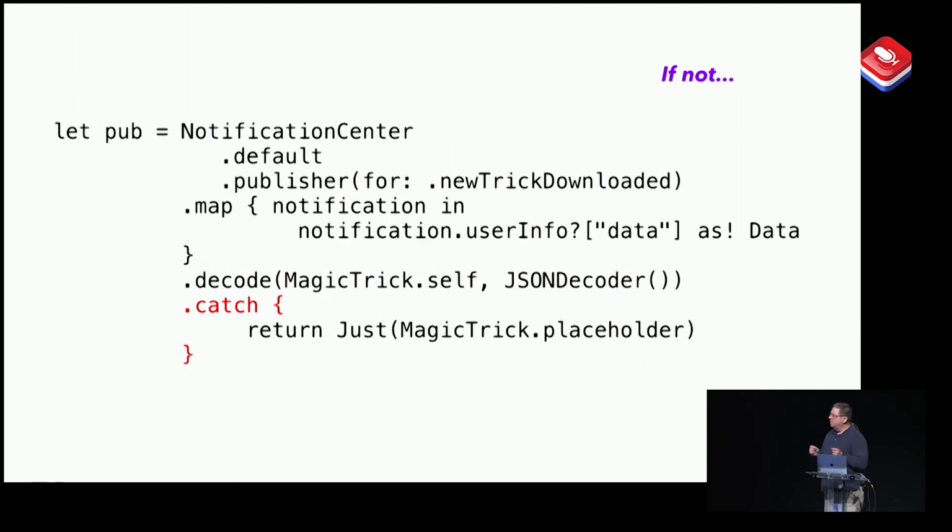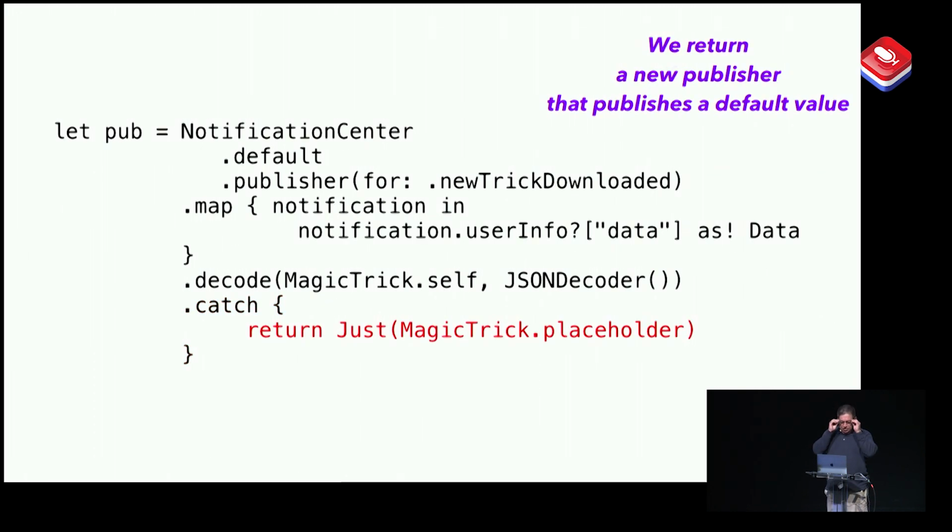And now the problem is we've promised we're returning a publisher, so we have to return a publisher. And so we're returning a publisher that returns some placeholder magic trick. And it returns just this thing. So it's a publisher that returns this magic trick. And that's safe to use. I get a good magic trick, I get a bad magic trick, and I just vend out this placeholder magic trick. Except then I'm done. The catch gets called once and I'm finished.